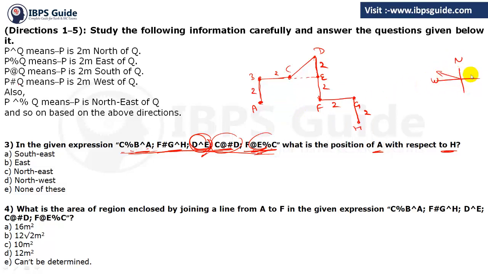Yes or no? Yes. Then it will be northwest. That is option number D. Clear? Now let's see question number 4. What is the area of the region enclosed by joining the line AF? Okay. Now we have to join the line AF.